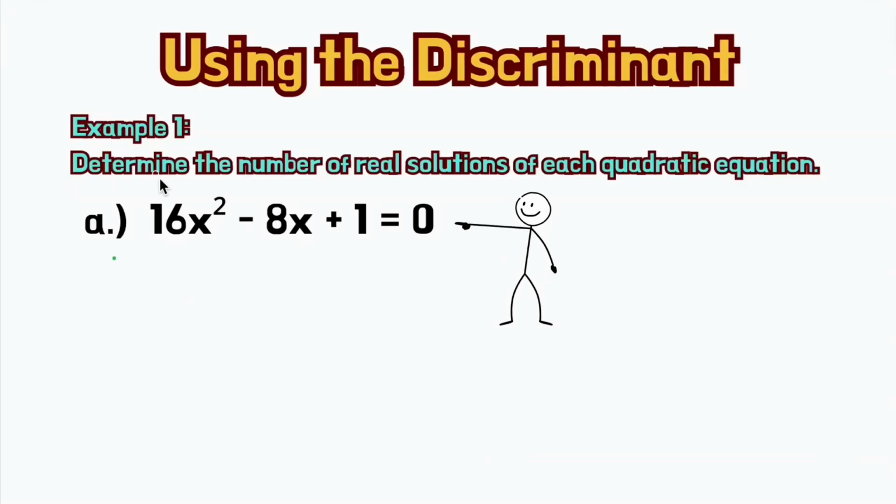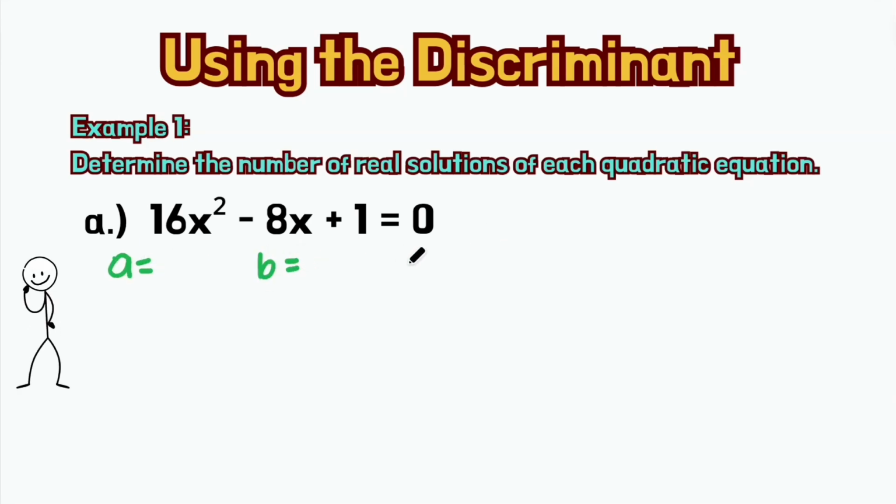Okay, so let's have our first example. We have to determine the number of real solutions of each quadratic equation. So here we have 16x squared minus 8x plus 1 equals 0. First things first is to identify if that is in standard form. And that is already in the standard form. And we get to find the a, b, and c. These are the coefficients. The a would be 16, this one. Negative 8 yung b natin, and c would be 1.